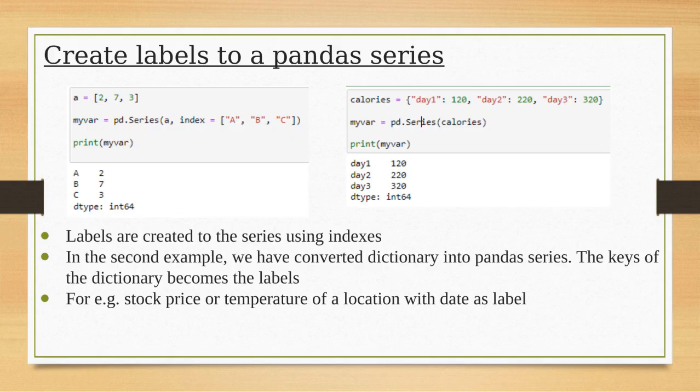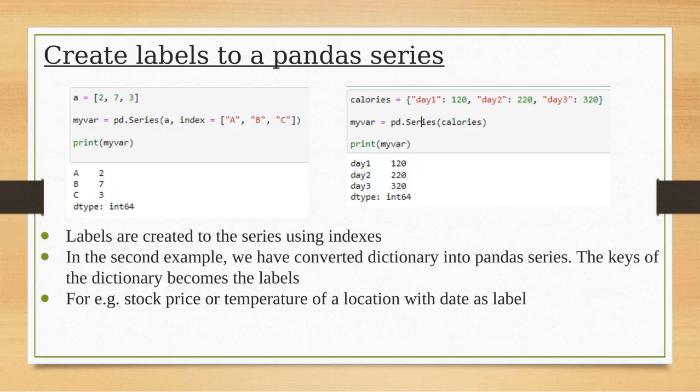Now, the value 2 is associated with label A, the value 7 with label B, and the value 3 with label C. This makes the data much easier to understand because the labels can represent meaningful names instead of simple numbers. We can now access an element using its label, such as myvar['B'], instead of using a numeric index. The second example demonstrates another convenient way to create a series, using a Python dictionary.